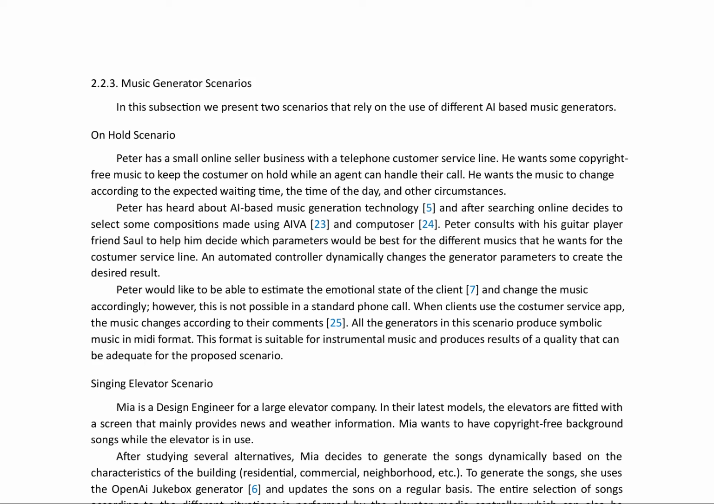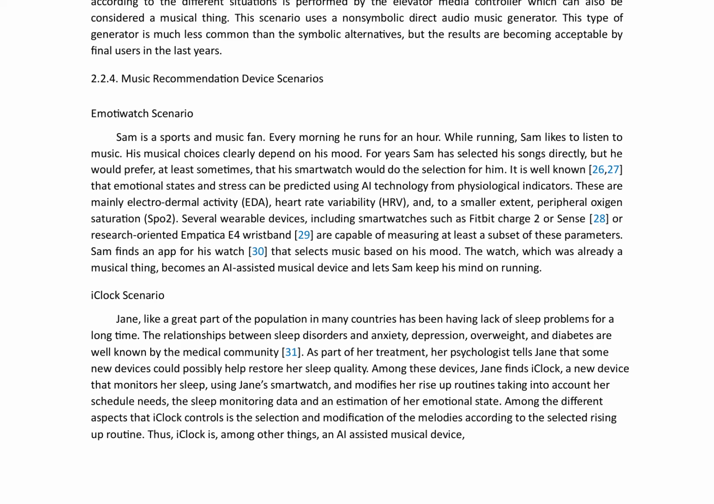In the realm of music generation, various scenarios are presented to demonstrate the potential of AI-assisted musical instruments. These scenarios include the on-hold scenario, singing elevator scenario, watch scenario, let there be light scenario, teach and play scenario again, and the Magi flute scenario. These scenarios showcase the use of AI-based music generators to create personalized music experiences tailored to specific contexts, such as waiting times, elevator characteristics, and user emotions.